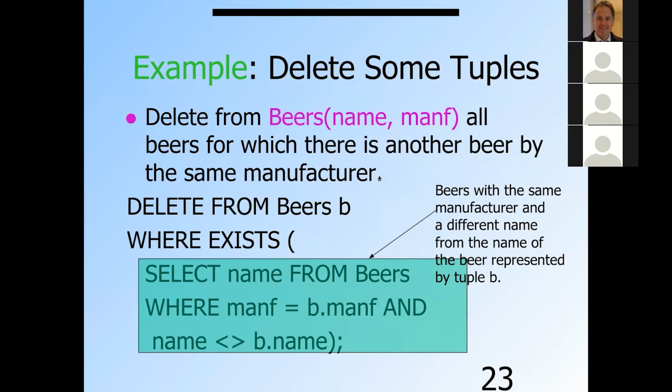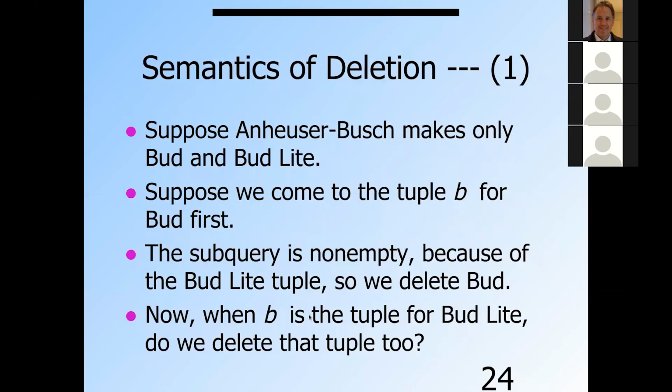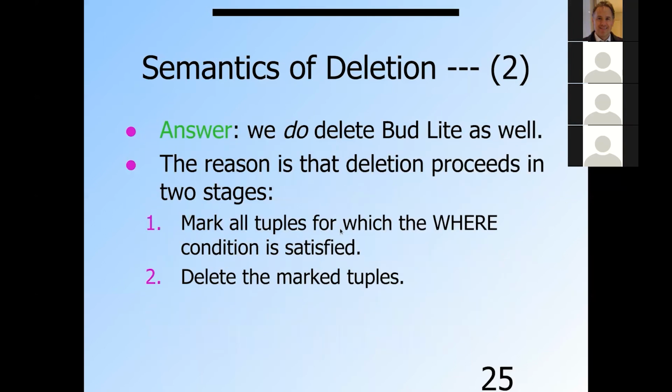So that's this example here. It deletes from beers where there exists another beer from the same manufacturer but a different name. So what are the semantics of deletion here? Let's say that Anheuser-Busch only makes Bud and Bud Light. Suppose we come first to the tuple for Bud, then we delete Bud, and then when we come to the one for Bud Light, does that mean that we don't delete Bud Light because we've already deleted Bud? This is not actually the way it works.